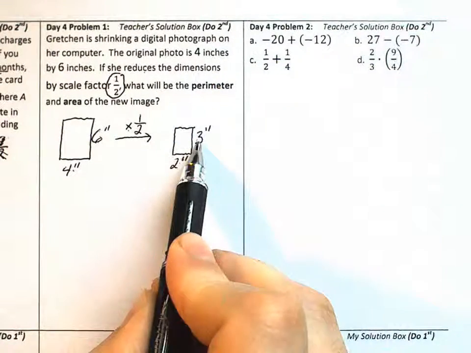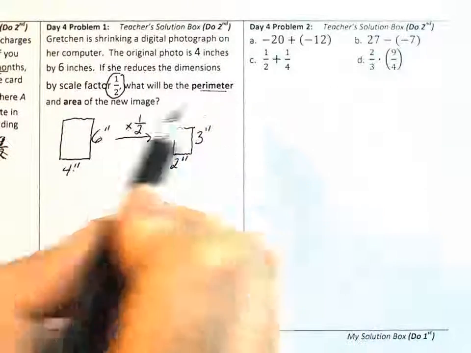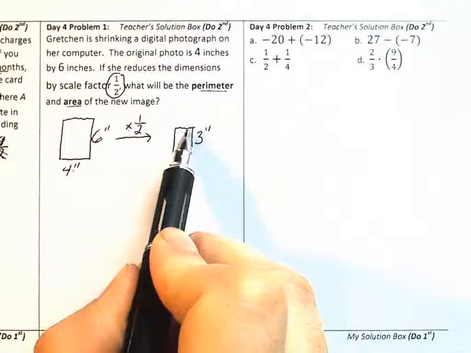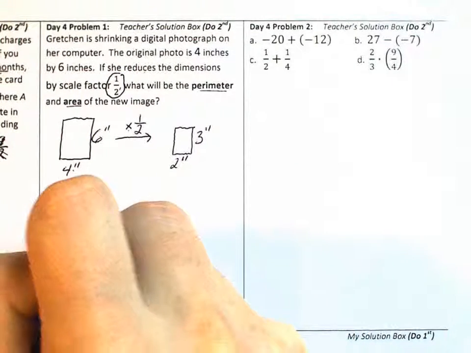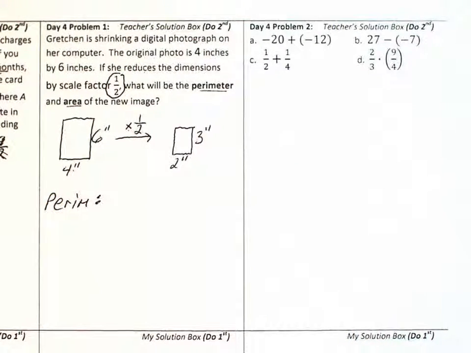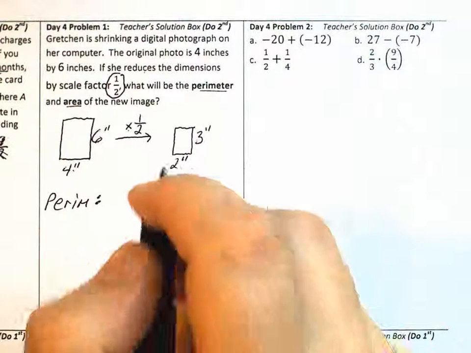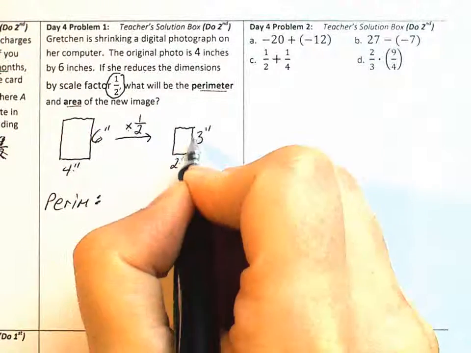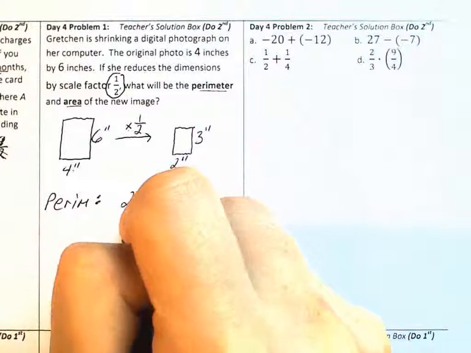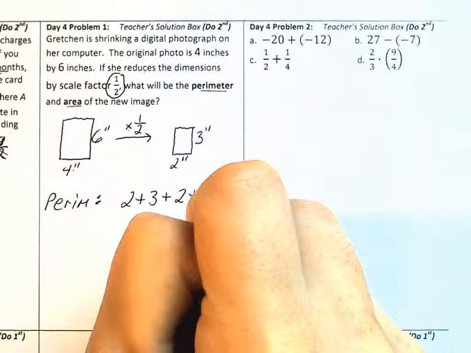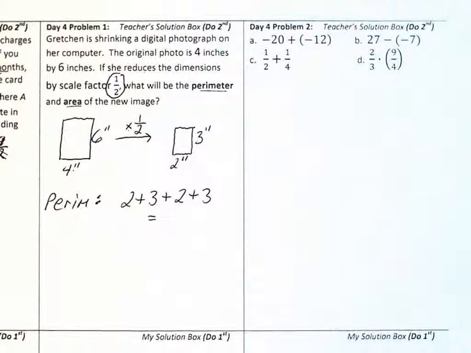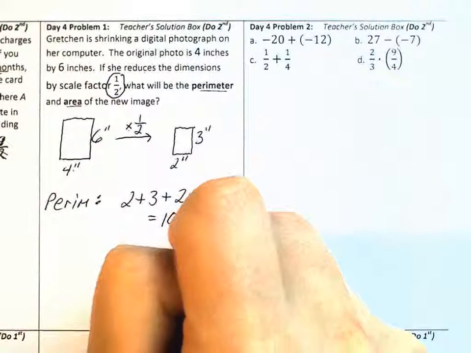With these new dimensions, we're able to find the perimeter and the area of this rectangle. So let's do perimeter first. To find the perimeter of a rectangle, you add up around the outside. So 2 plus 3 plus 2 plus 3. That adds up to 10 inches.